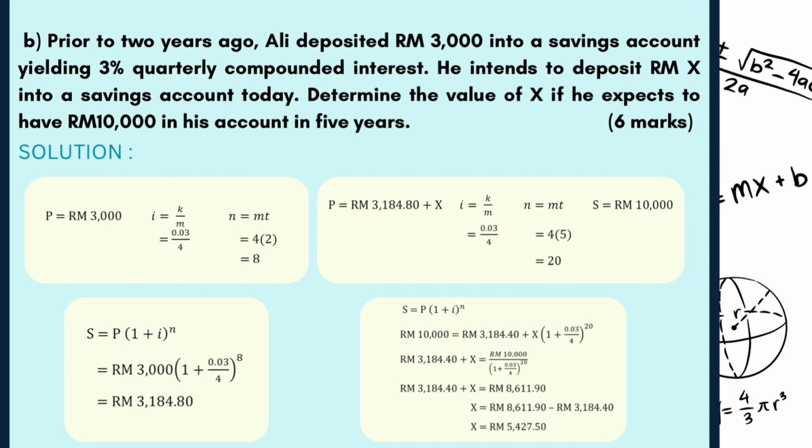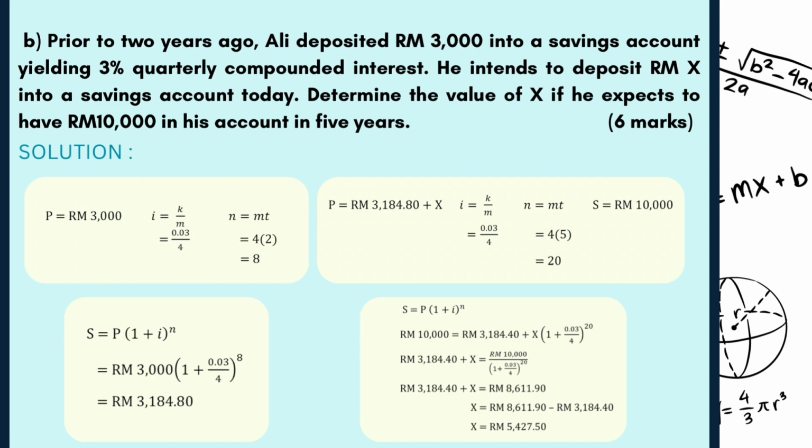ringgit Malaysia. So, in order to find X, you must find the new deposited amount, where you need to total up the previous deposited amount with X. The new deposited amount will then be 3,184 ringgit Malaysia and 80 cents plus X. I remains the same, N is 20, while S is 10,000 ringgit Malaysia. Substitute all of it into the compound interest formula and solve it step by step.